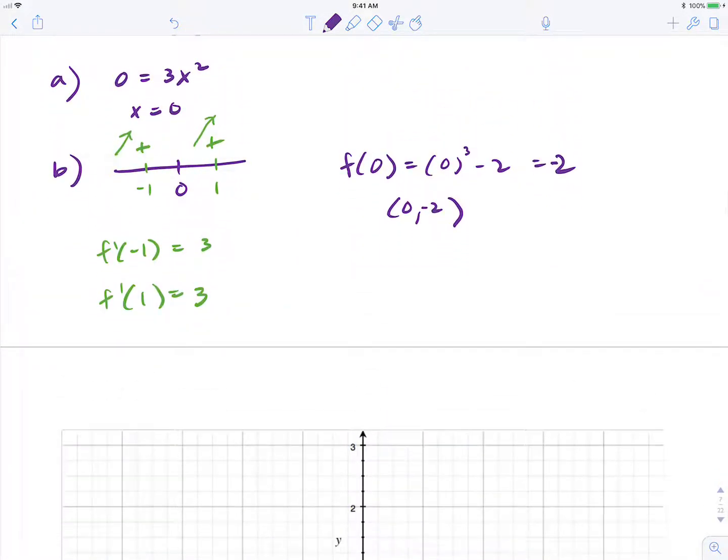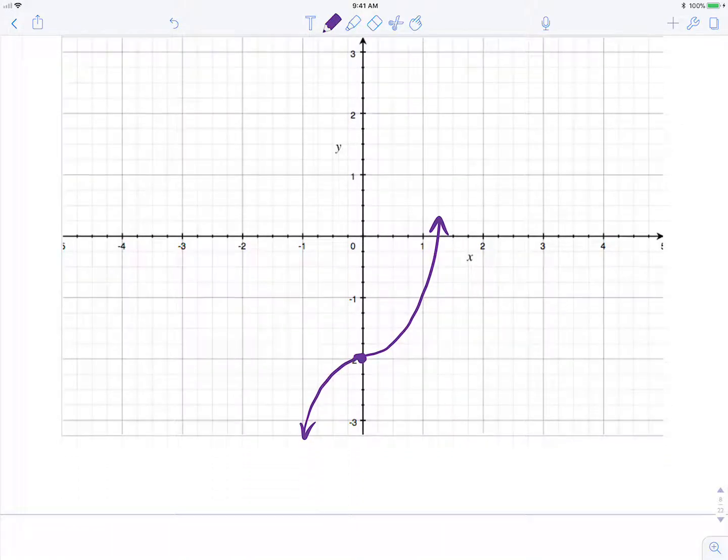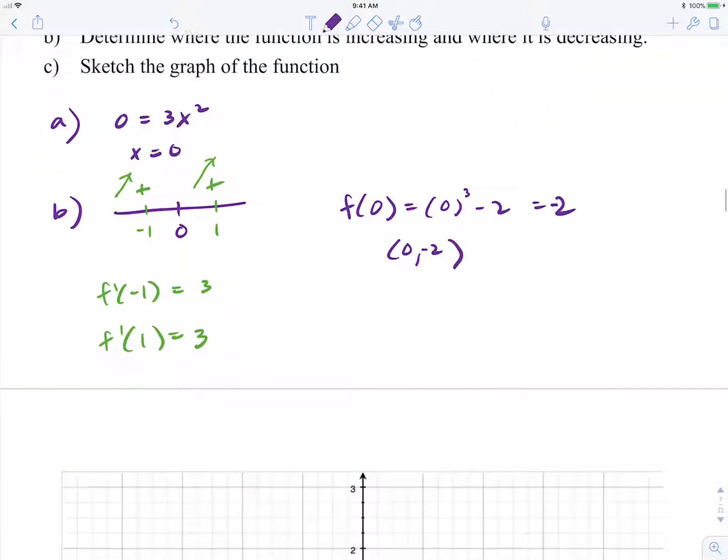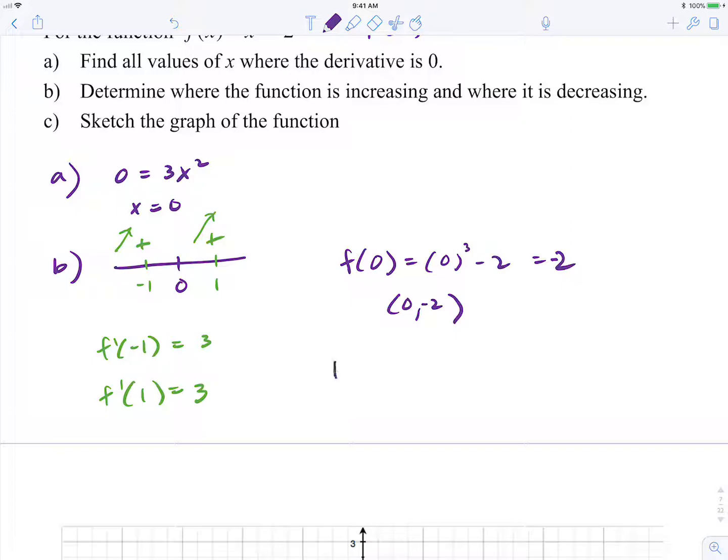So going back to this one, looking at this function, there's no discontinuity or anything. The function is actually increasing everywhere, all real numbers, and decreasing nowhere.